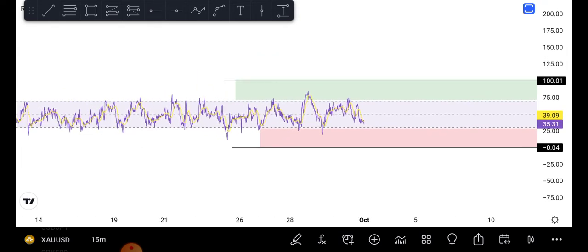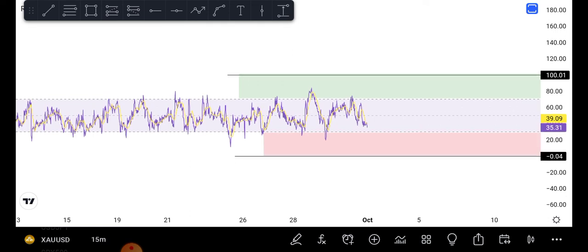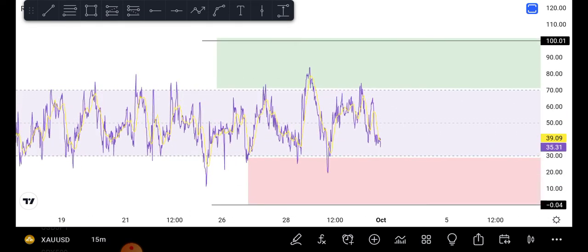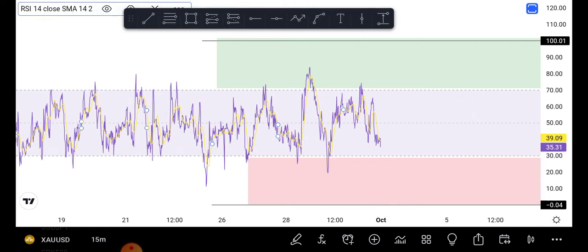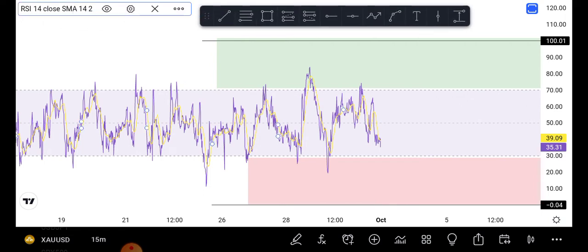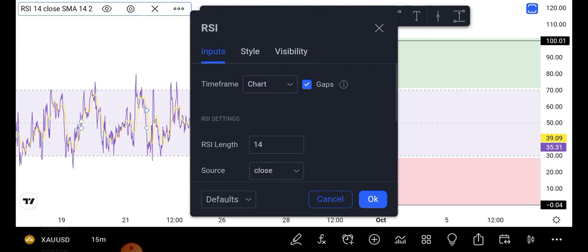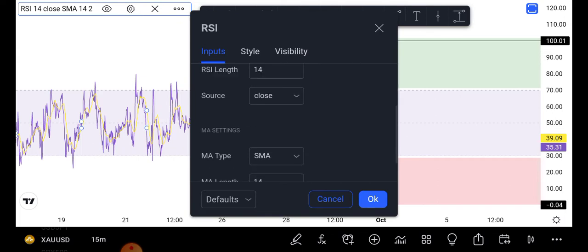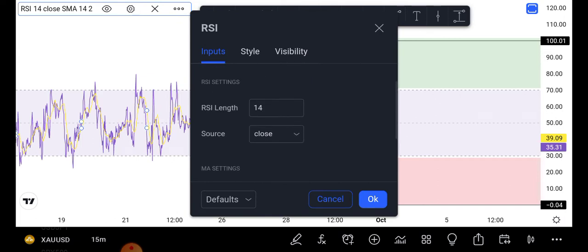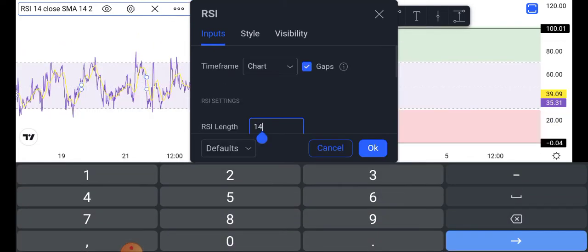You see, the oversold and overbought values can be adjusted. So let's see how we can adjust it. You just click on the RSI, and it brings out settings. The length is the number of trading periods it is going to be looking back. If you set it to 14, it means it will be looking at the past 14 candles, right?